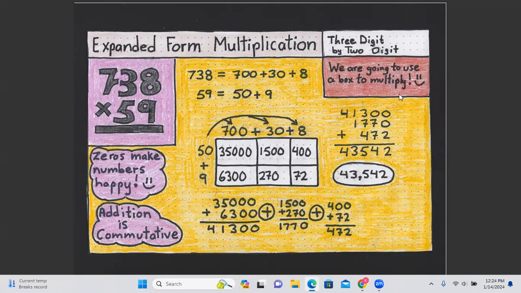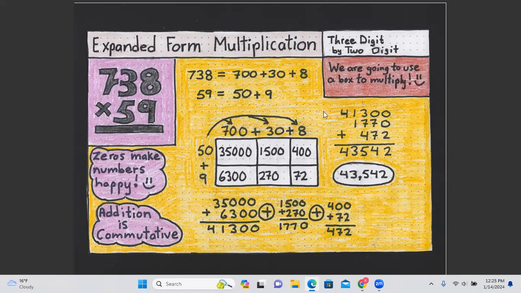Today, we are going to multiply a 3-digit number by a 2-digit number using the expanded form multiplication method. In this method, we will take 738 times 59, and we're going to write these numbers in expanded form. So in this case, 738 is the same as saying 700 plus 30 plus 8, and 59 is the same as saying 50 plus 9. And we're going to use these forms of the numbers to multiply.